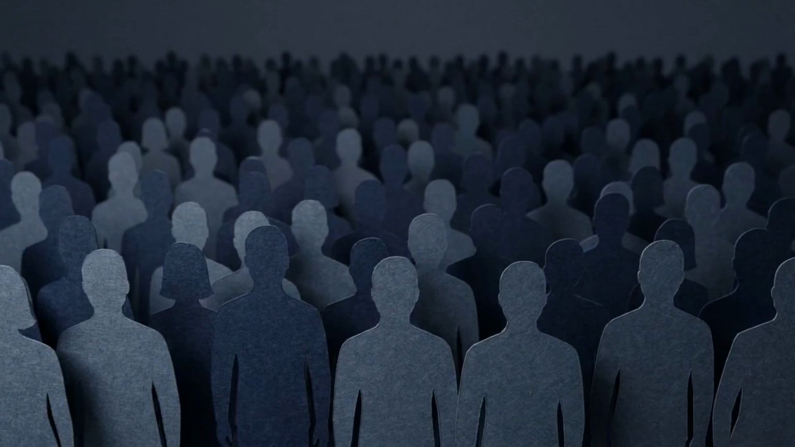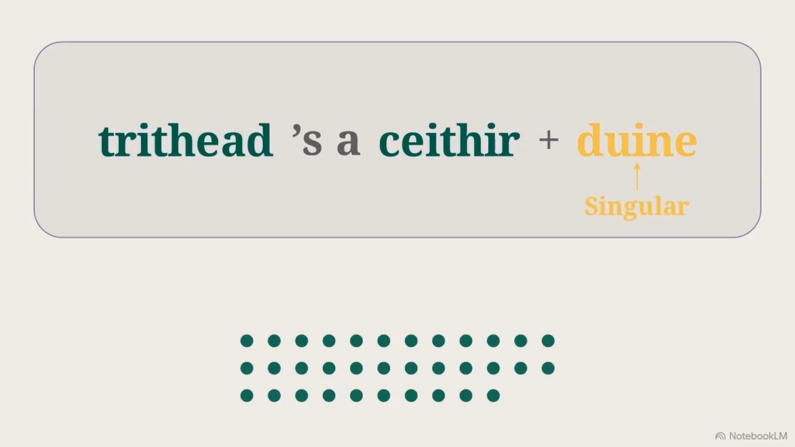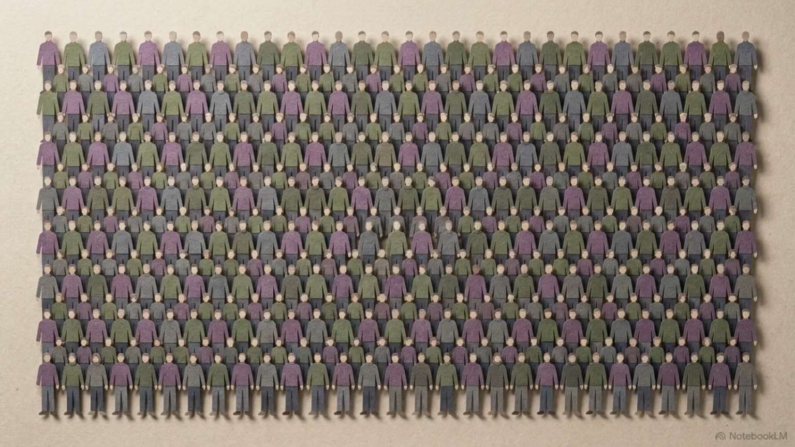So what happens if the group gets even larger? Once you move past 10 people, the rules revert. You use the standard decimal number plus the singular word for person, dune. 34 people is treated as a ceathrar dune. Essentially, once a group becomes a crowd, the language treats them as standard grammatical units again.